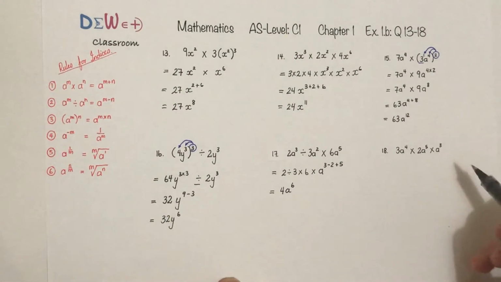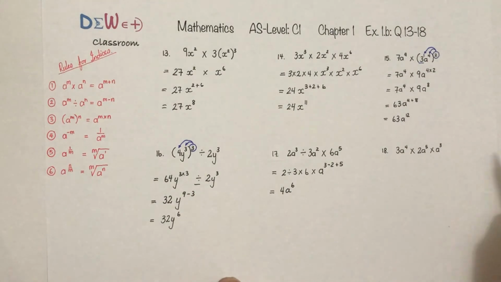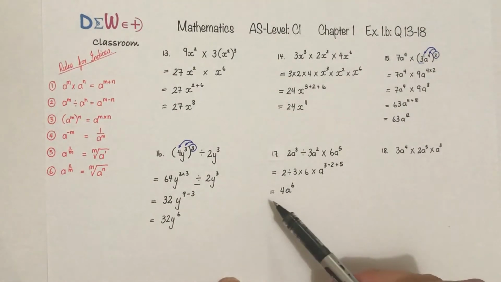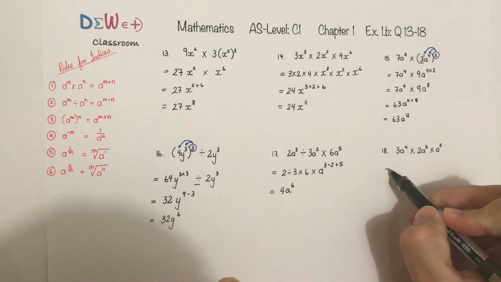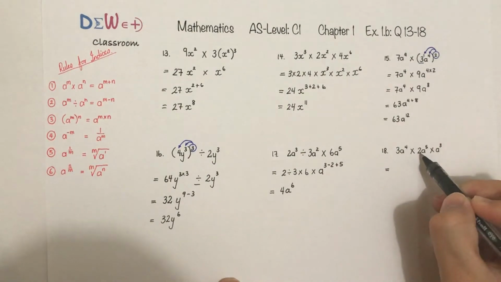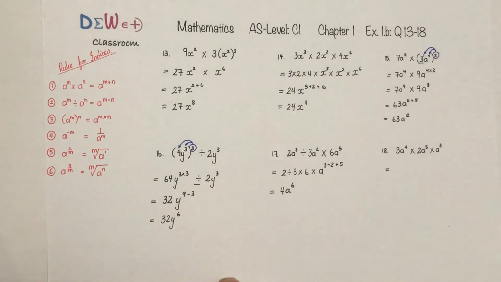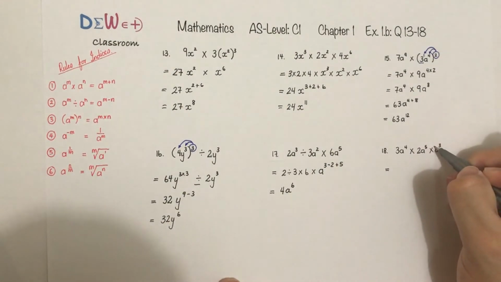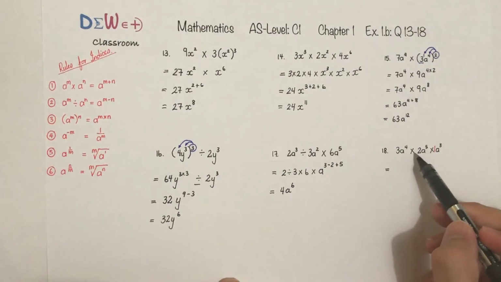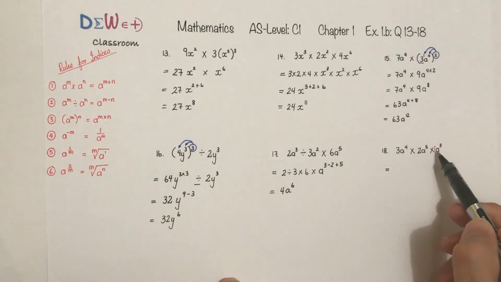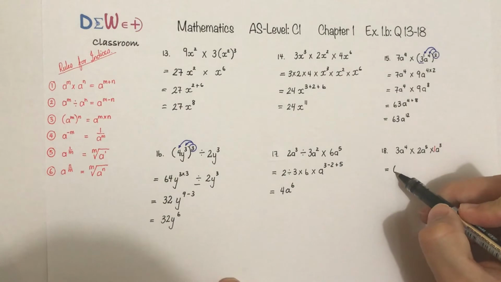The last one, question number 18, the same type of question as we had in number 17. What we have here is the following. We will have our coefficients. Please bear in mind, when there is no coefficient, we assume that it is 1. So we have 3 times 2 is 6, times 1 is still 6.